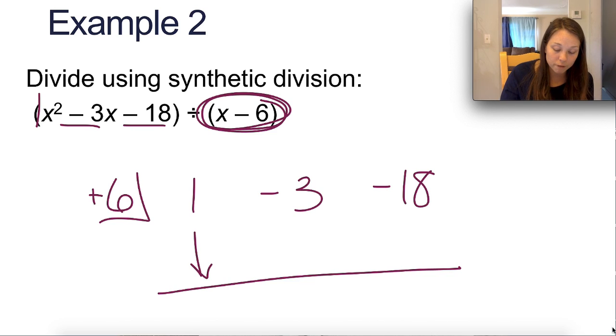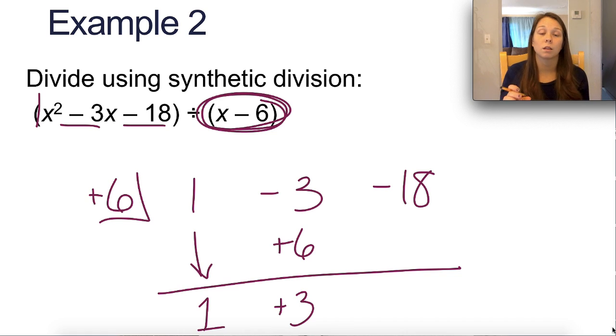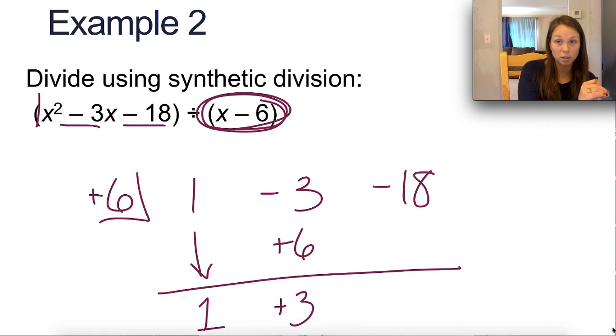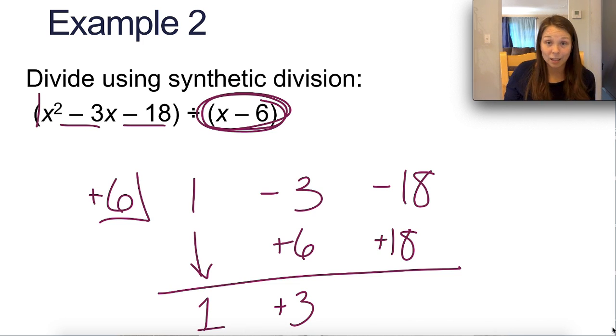I'm going to carry the first number down. Then I'm going to start the multiplication and addition process. 1 times positive 6 is positive 6. I'm going to add straight down, so -3 plus 6 is positive 3. The number underneath the line gets multiplied by the number in the box, so 3 times 6 is 18, positive 18. And then I'm going to add straight down, and that gives me 0.